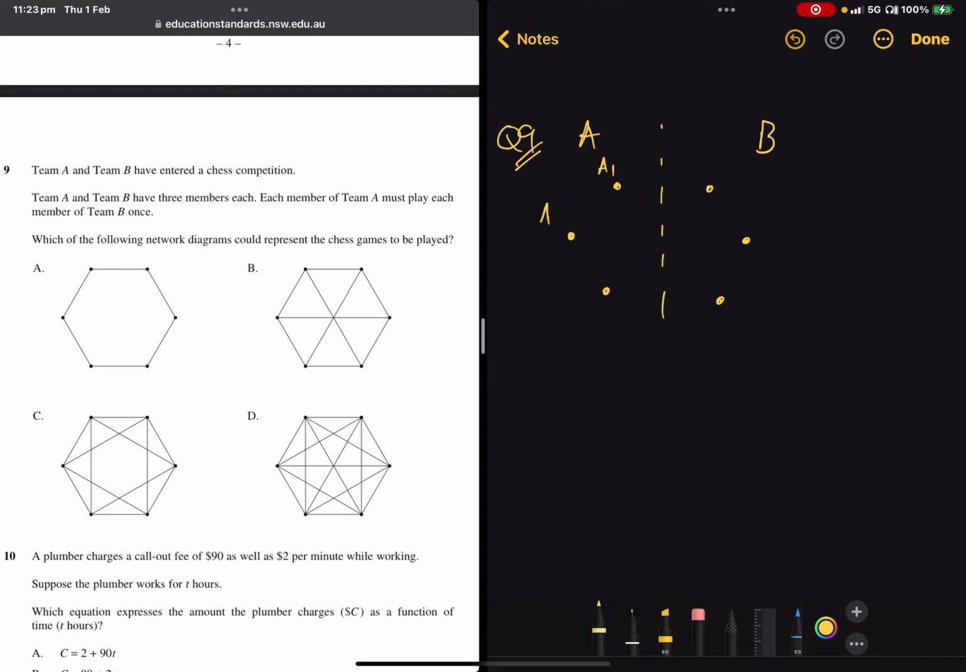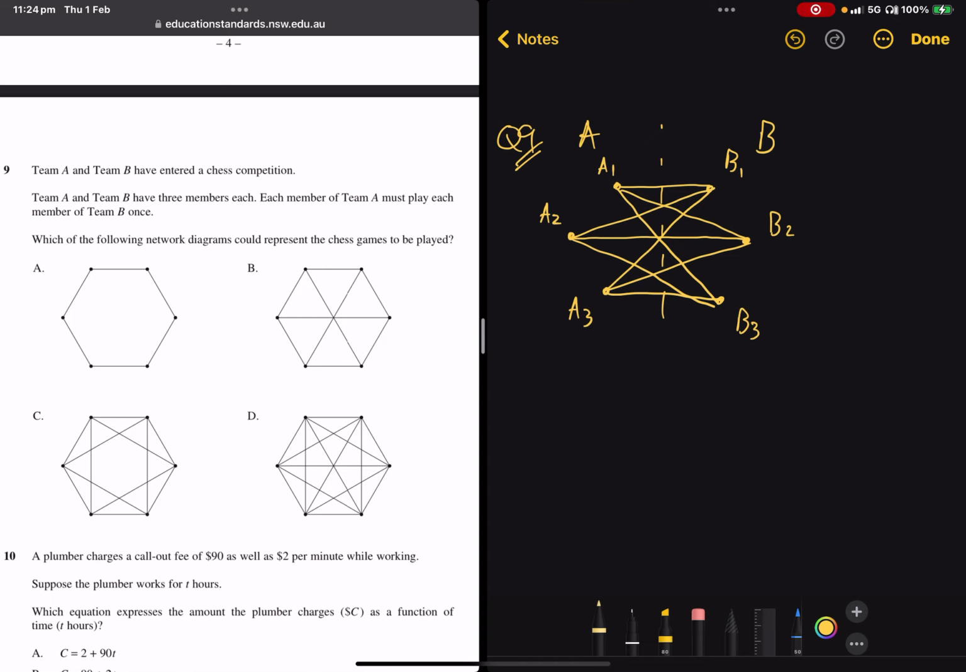So this is member A1, A2, A3, this is member B1, B2, B3. So A1 has to play B1 and B2. We're using lines to show the matches that must take place. So A1 must play B1, A1 must play B2, A2 must play B1, A2 must play B2, A1 must also play B3, A2 must also play B3, and then A3 must play B1, B2, and B3.